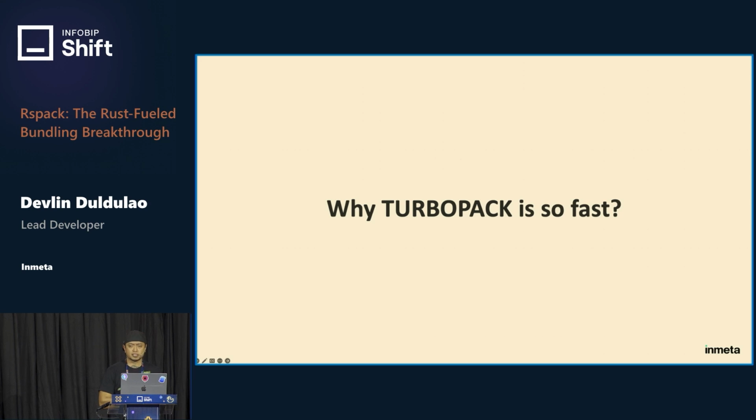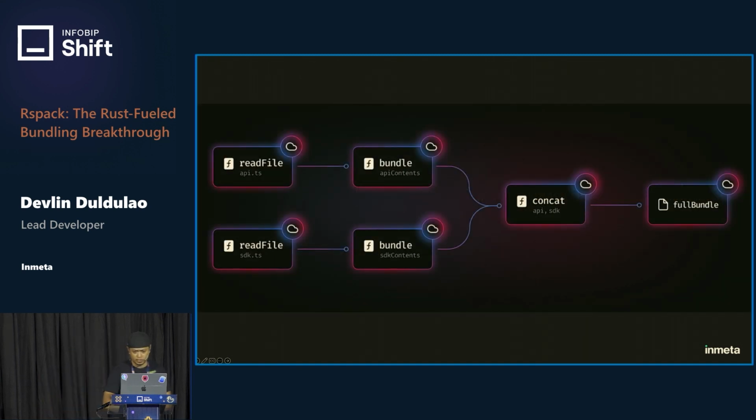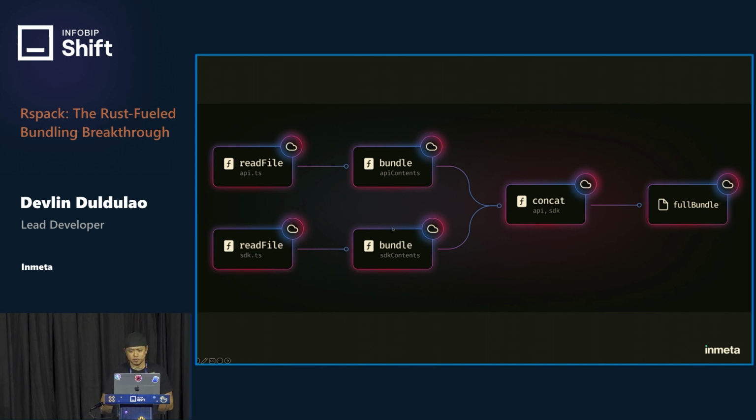So why is TurboPack so fast? Let's look at here. TurboPack's impressive speed is attributed to its incremental computation engine. In a typical bundler, the process, you see here, involves reading the files, both of these, and then bundling them. I hope you can see my mouse here. And then concatenating them, see here, and then performing multiple tasks to create this full bundle, right?